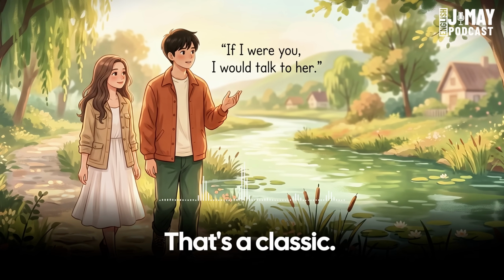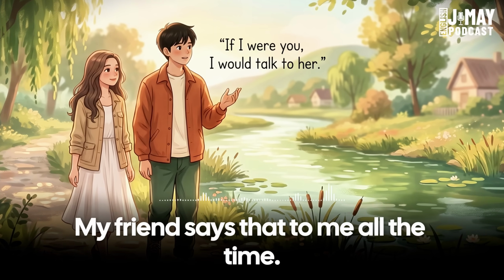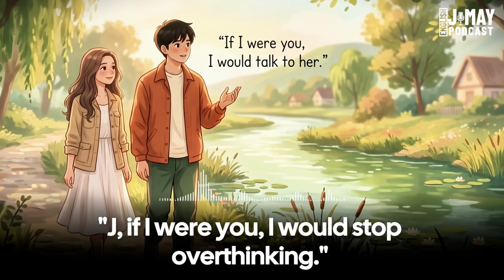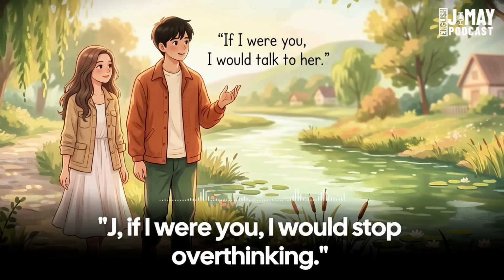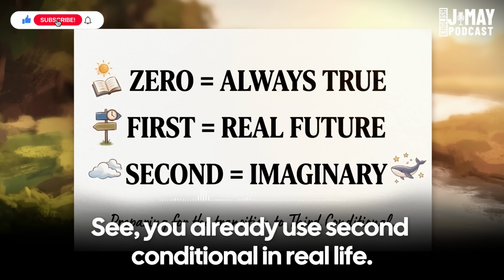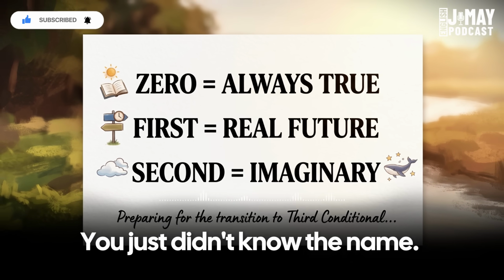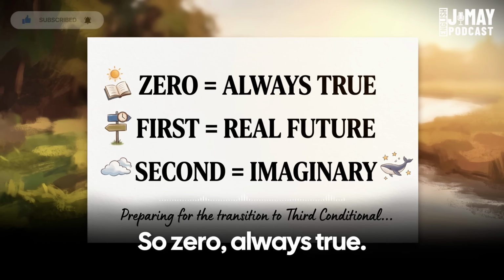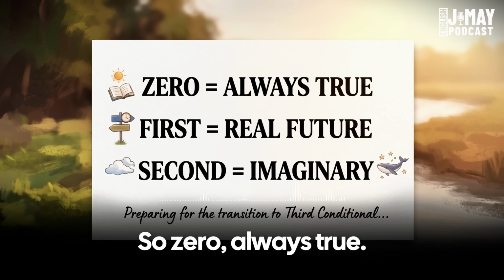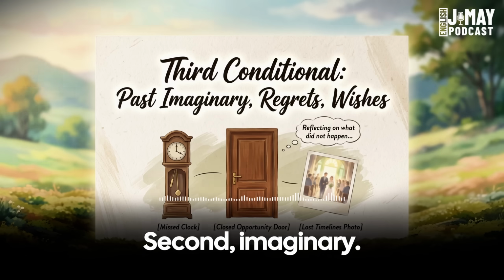That's a classic. Oh, yes. My friend says that to me all the time. Jay, if I were you, I would stop overthinking. Smart friend. See, you already use second conditional in real life. You just didn't know the name. That's true. Okay, so zero, always true. First, real possibility. Second, imaginary.